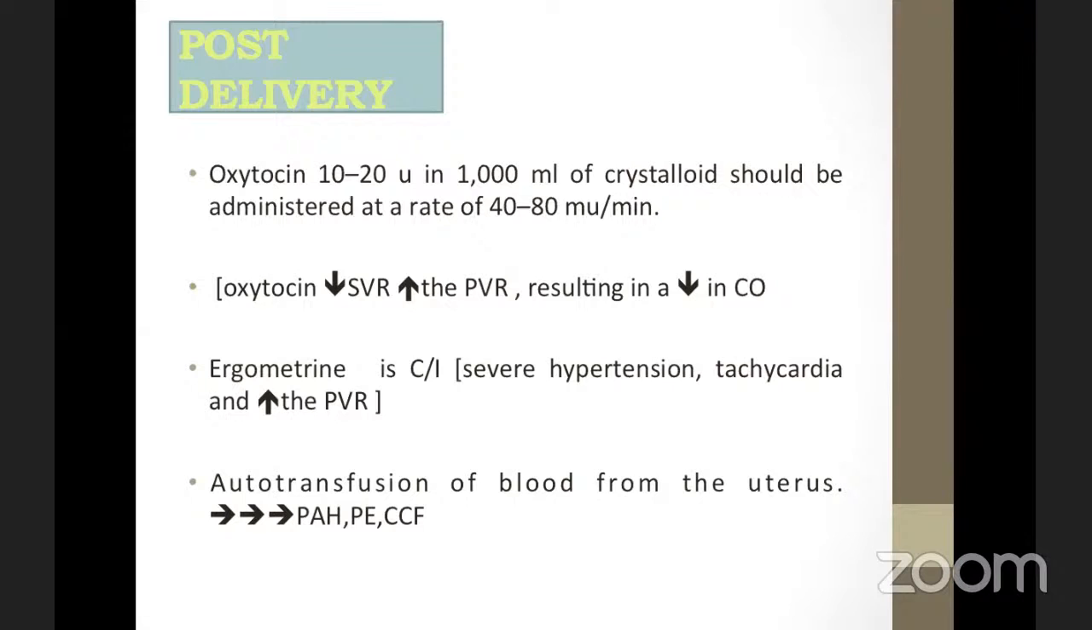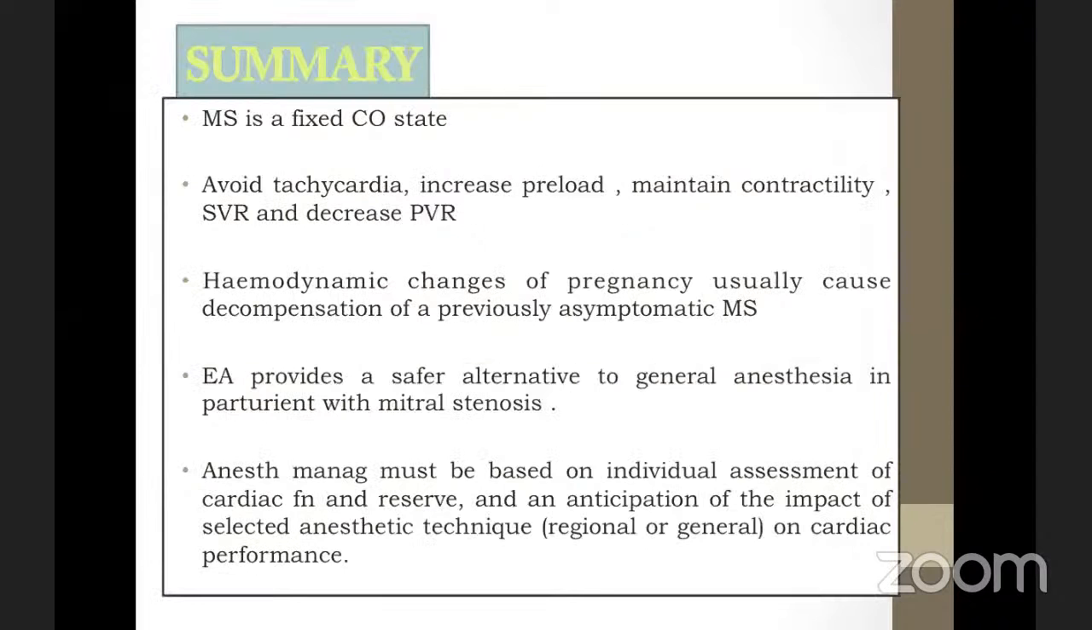Ergotamine is contraindicated because it gives rise to severe hypertension, tachycardia, and increased PVR. Again, one has to be careful because autotransfusion of blood from the uterus post-delivery gives rise to sudden onset of pulmonary edema, congestive cardiac failure, and pulmonary artery hypertension. So one has to be vigilant and keep all the drugs ready for immediate management of the mother as well as the child. To summarize, mitral stenosis is a fixed cardiac output state.